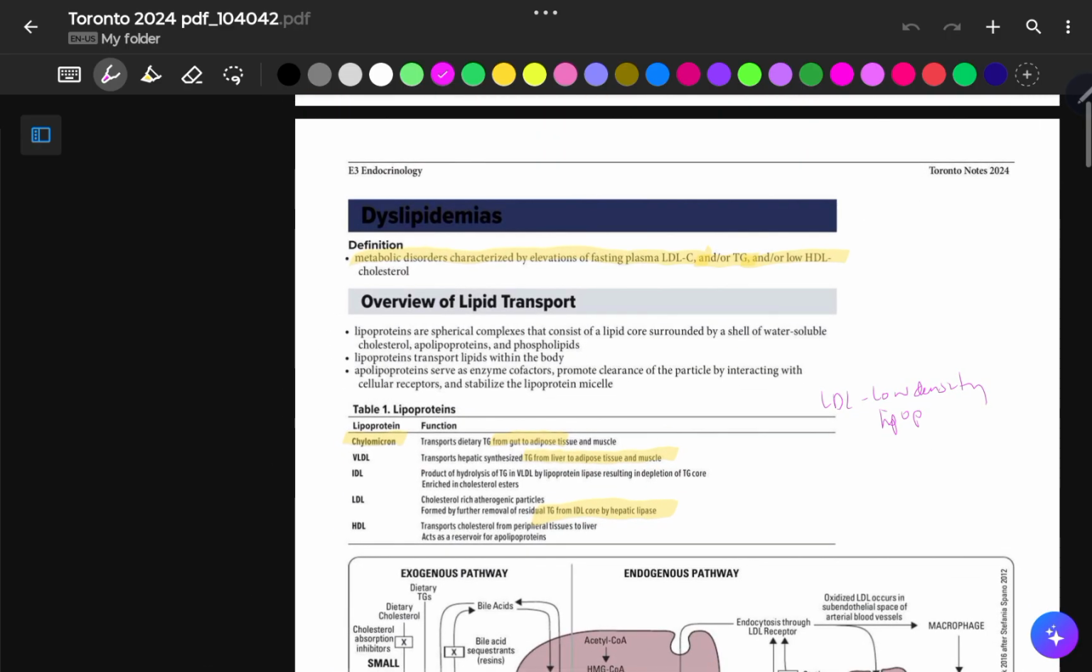Okay, next we're going to talk about dyslipidemia. So basically, it's a metabolic disorder that is characterized by elevations of your fasting plasma low density lipoprotein. So you're going to have an elevated fasting LDL cholesterol and/or triglyceride and/or low levels of high density lipoprotein. Okay.